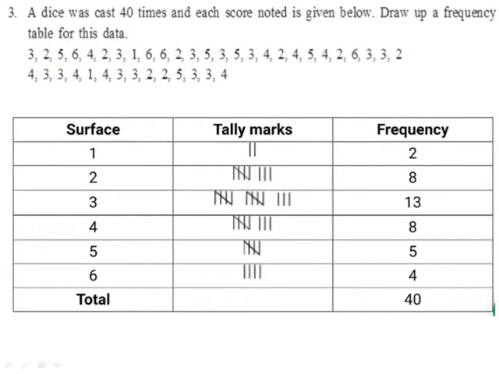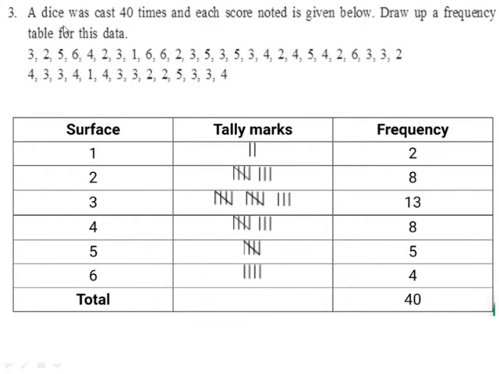Now example number 3. A dice was cast 40 times and each score noted is given below. Draw up a frequency table for this data. Now children, here the dice was cast 40 times and each score noted is given below. Here the score that appeared on the top surface is noted. You have to draw the frequency table for this data.